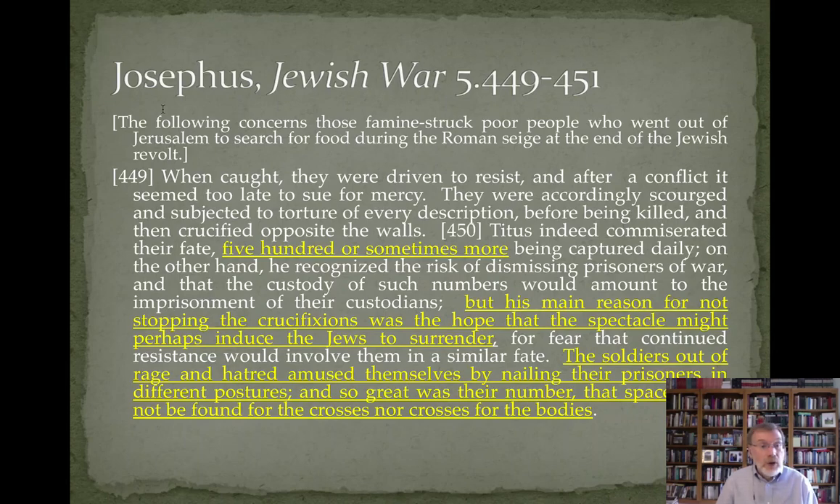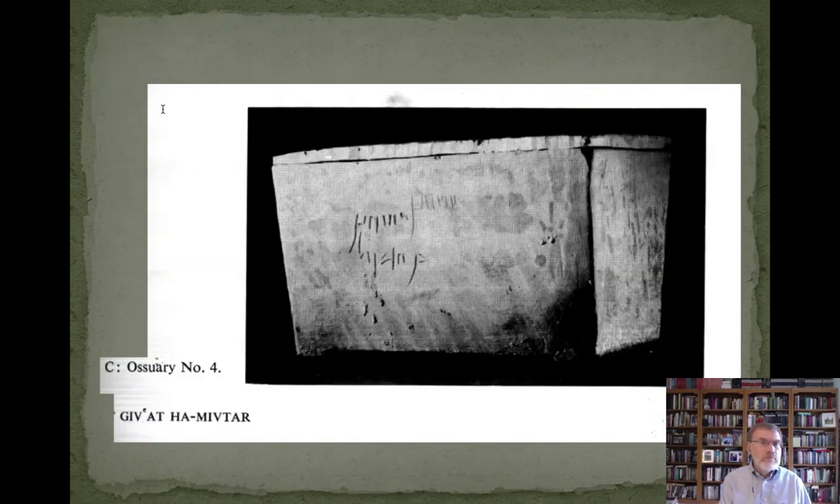And the goal, in part, is to ring the city with crucifixion in order to encourage the people inside to surrender, because it's such a horrible means of death. You'd be better to give in to the Romans, let them enslave you and cart you to the rest of the Roman world, but at least you don't have to undergo crucifixion. And it's in that context that the earlier passage we saw occurs, where soldiers rage in hatred and amuse themselves by nailing their prisoners in different postures.